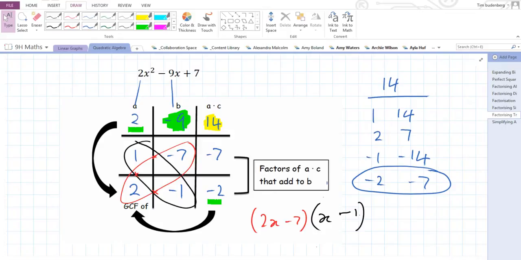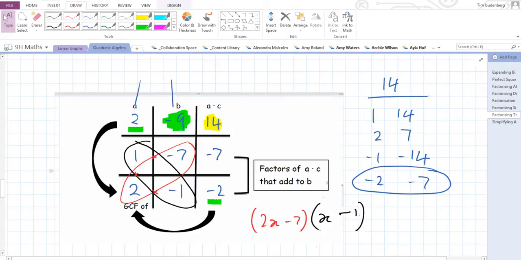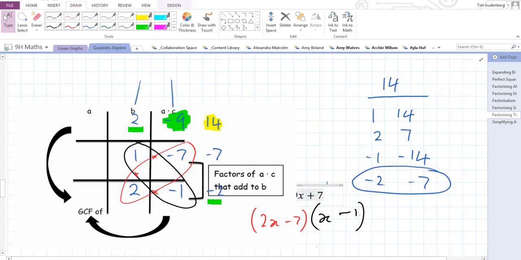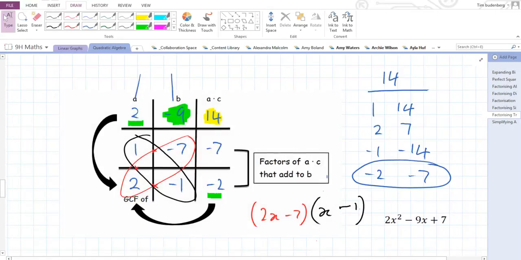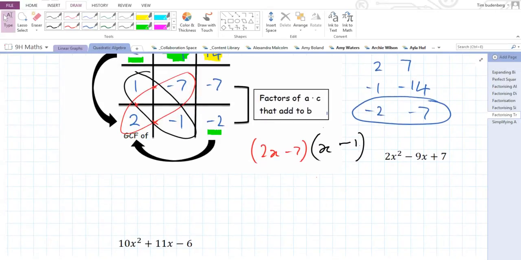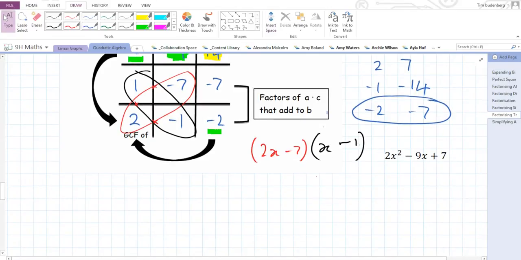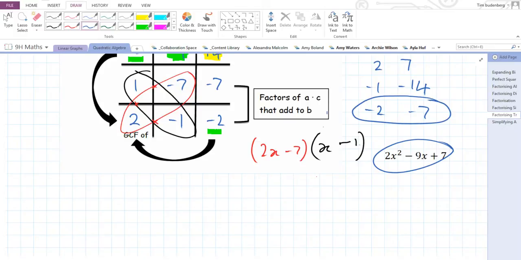Now, if we want to check that's right, and it's a really good idea to be able to check it's right, then we can expand out and hope it comes back to this. All right, so you can either use the grid method of expansion or FOIL. Both work. I'm going to use FOIL here.